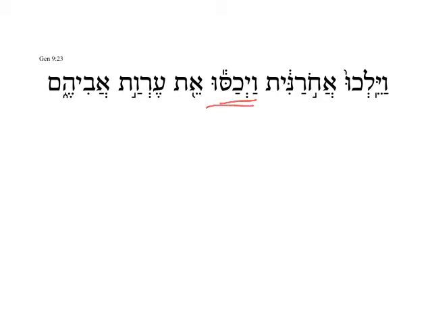Here's another weak form, vayachasu. This comes from kaf samek he. So it's a lamed he verb, and we can see that it's in the plural. It's vav consecutive imperfect 3MP, and they covered.